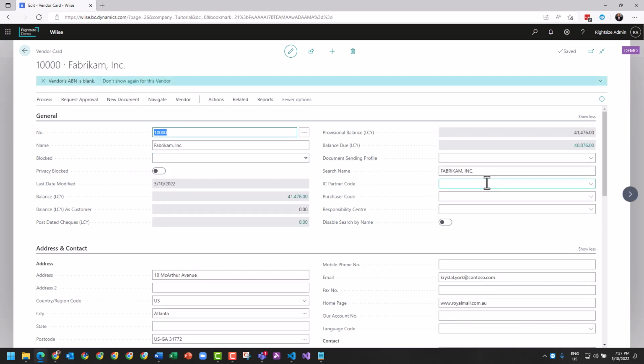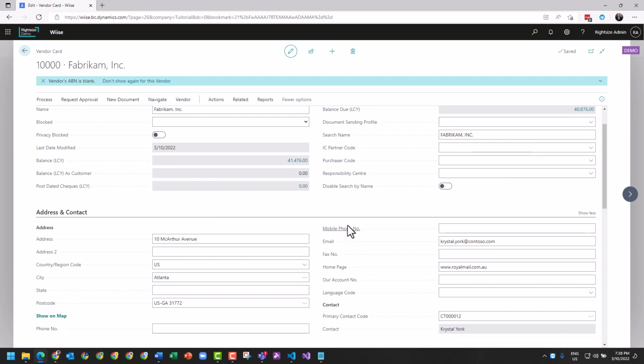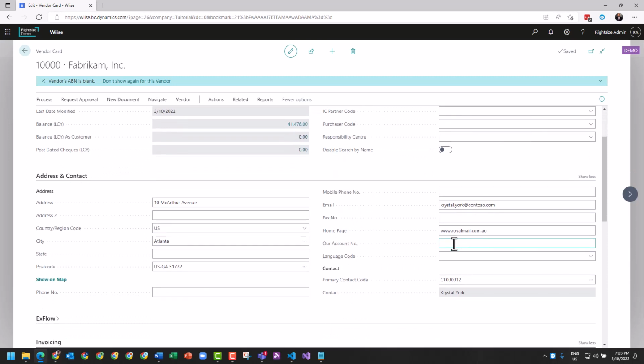Intercompany partner code. This will determine if they are a partner company, which the transaction will flow from using the Business Central intercompany setup. Next one for us would be our account number. This is our account number of that vendor in their system, to make sure that our systems are synchronizing up.